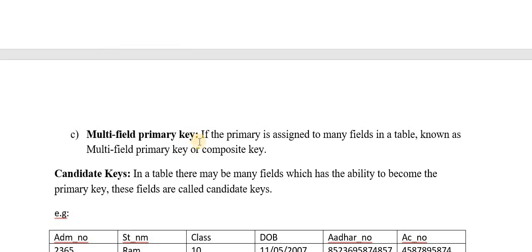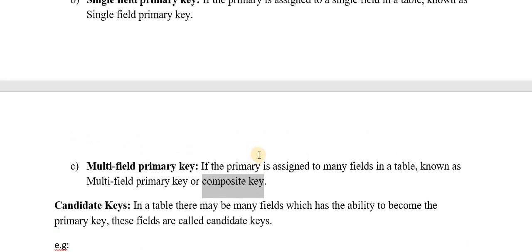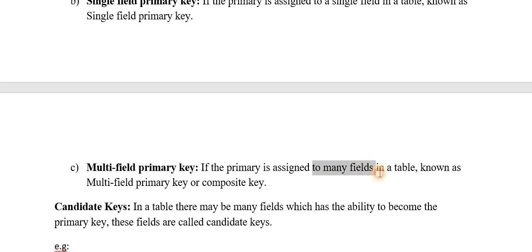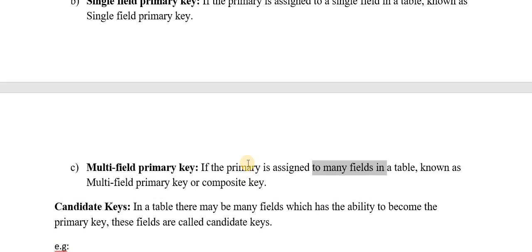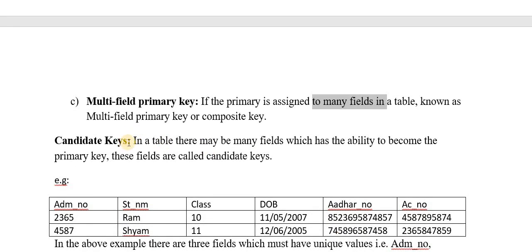Multi-field primary key or composite key. Another name of multi-field primary key is composite key. If the primary key is assigned to many fields in a table, it is known as multi-field primary key. Okay. So next one is candidate key.